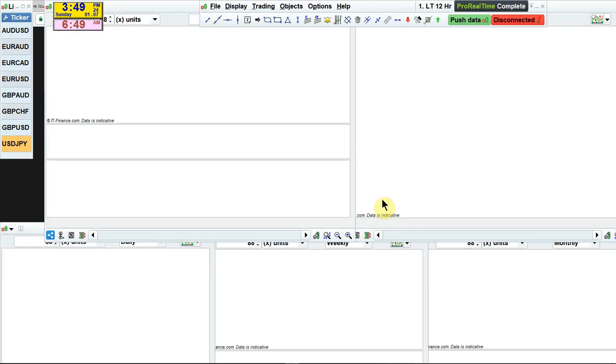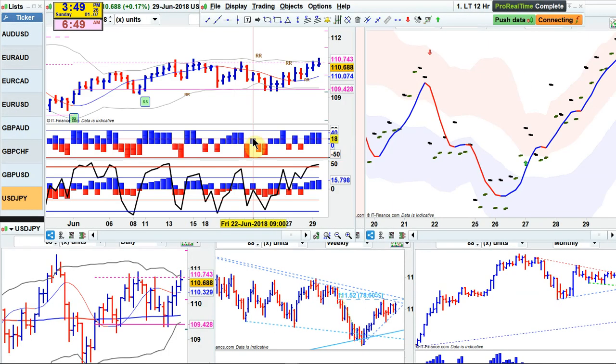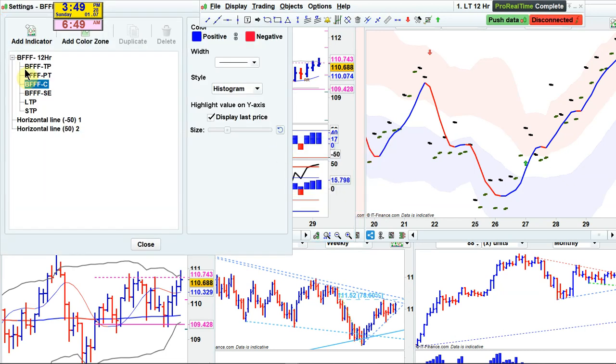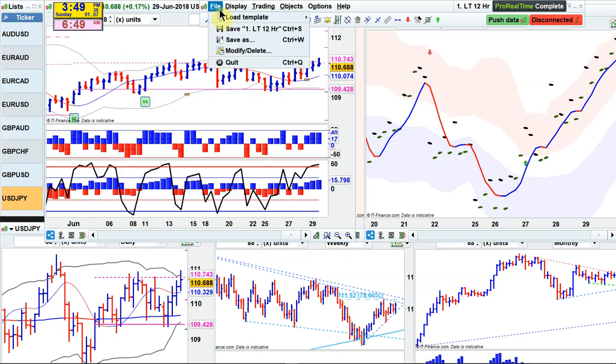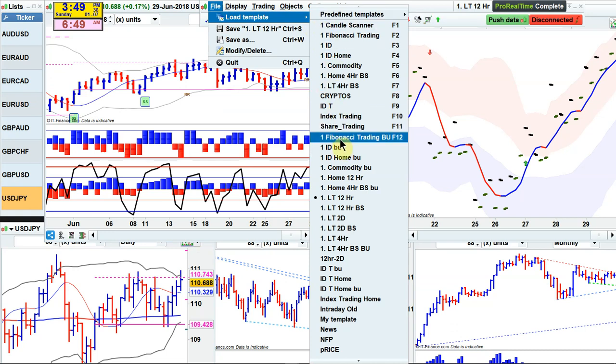LT 12 hour. And right click here and go to B. Oh, there is a space here, dash and then space, dash, space and 12 power. So go back to your new template, which is, if it is fast, let me know. 2D and 12 power and 2D.